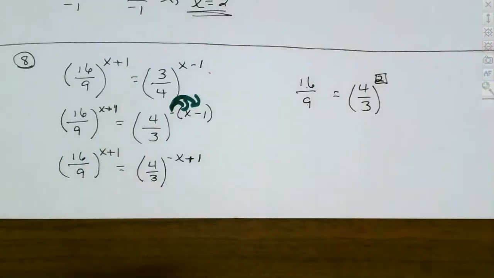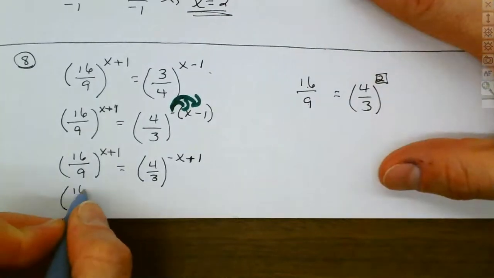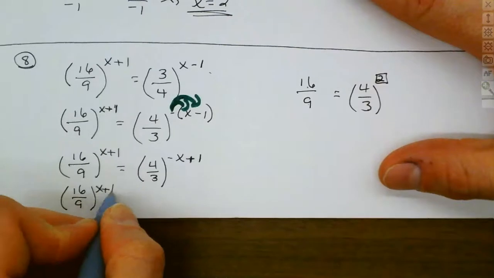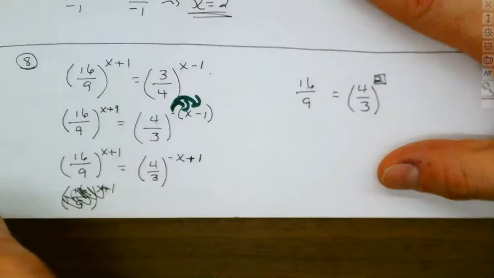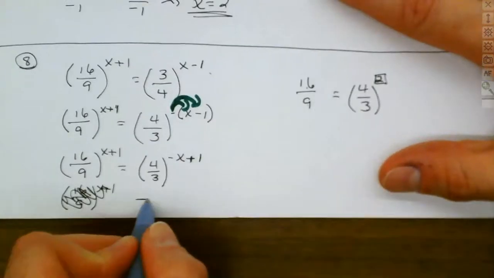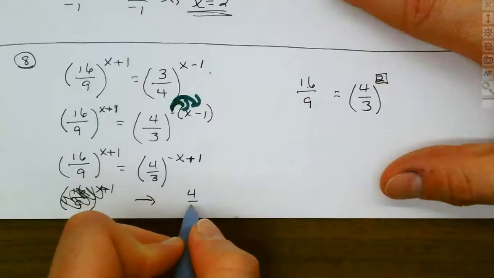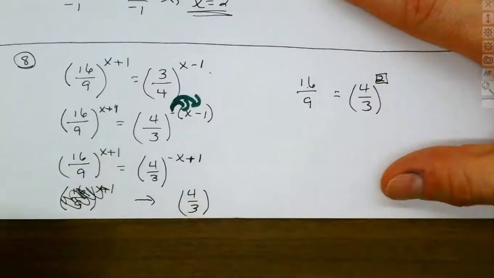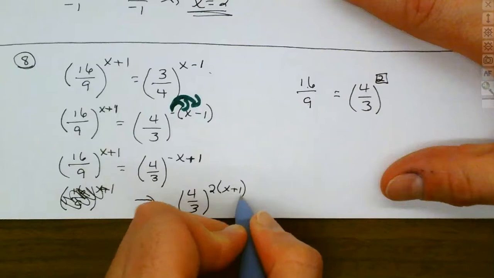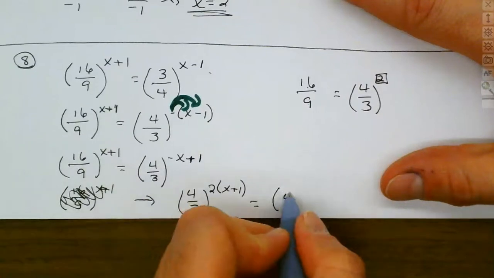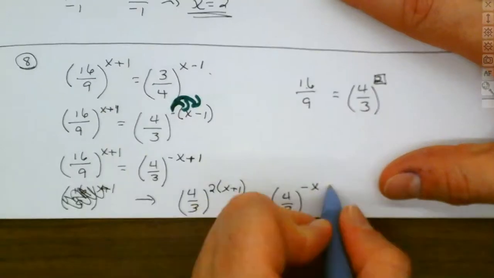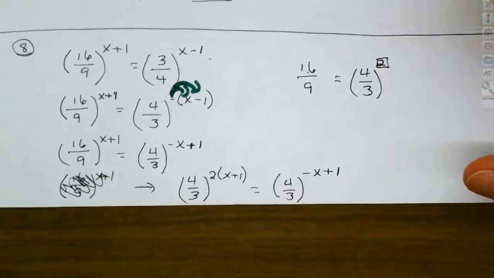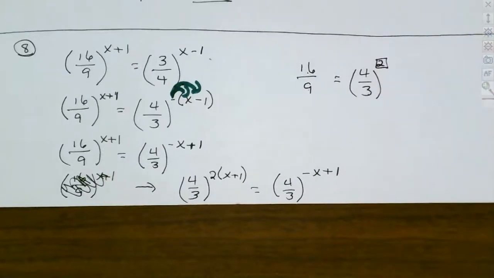So when I go to rewrite this, I now have 16 over 9 to the x plus 1 power. But let me write it correctly here. Okay, we rewrite that 16 over 9 as 4/3. Now, it's squared, so we have to put the 2 there, times x plus 1 equals 4/3 to the power minus x plus 1. Right, so that's what that's going to look like. You always take the larger one, make it into the smaller one.